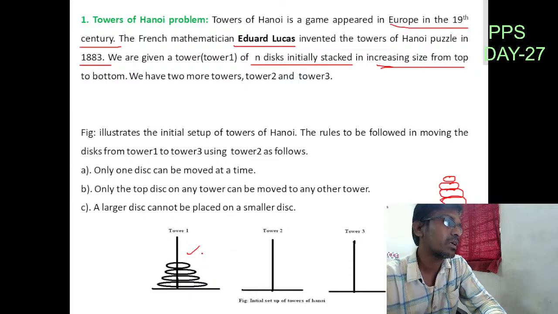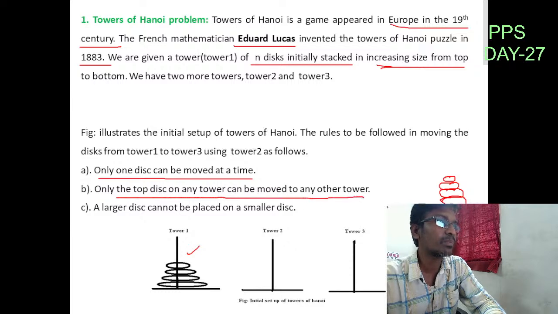Here you have to follow some rules for moving a disk from tower 1 to tower 2 and tower 2 to tower 3. So what are the rules here? Only one disk can be moved at a time, from tower 1 to tower 2 and tower 2 to tower 3. Next, only the top disk on any tower can be moved to any other tower. You have to move only the top disk from tower 1, tower 2 and tower 3.